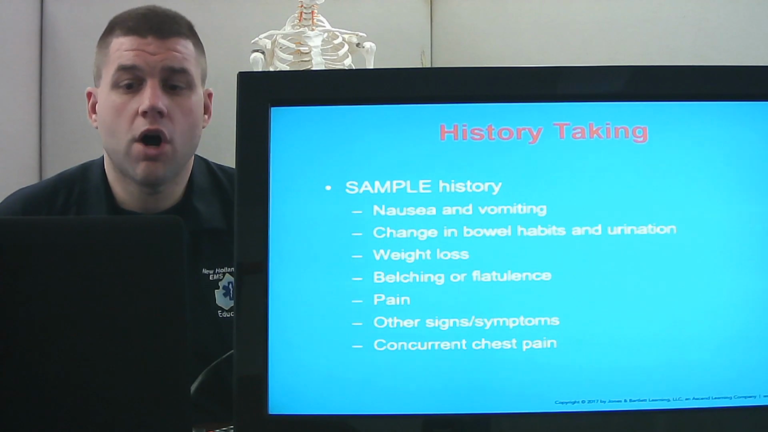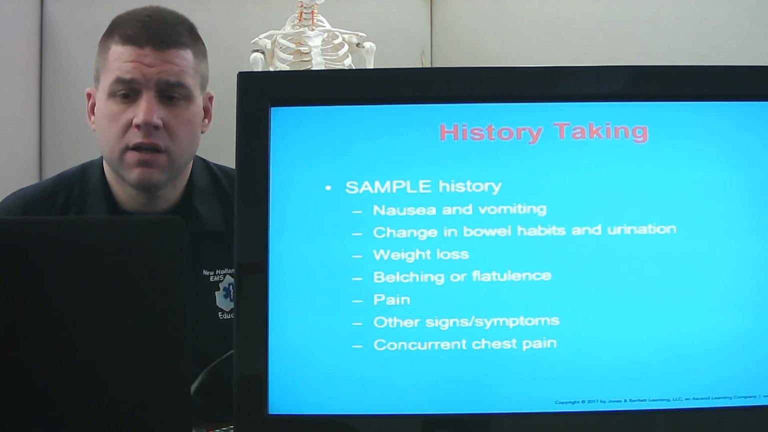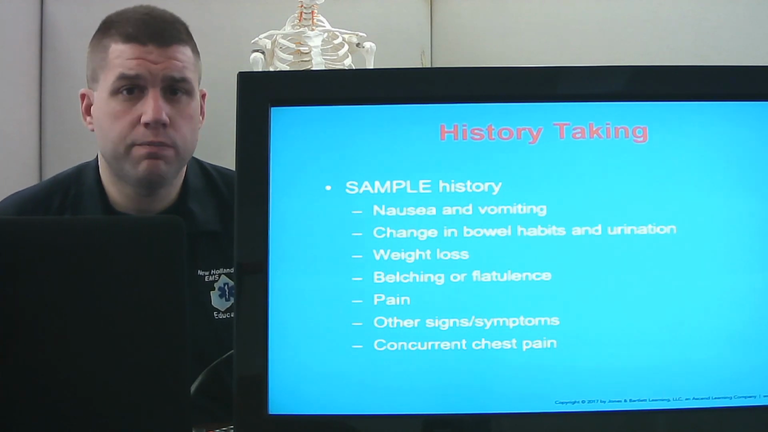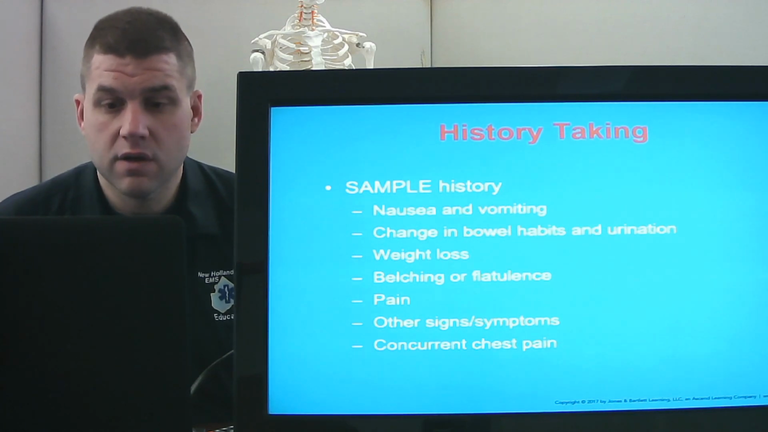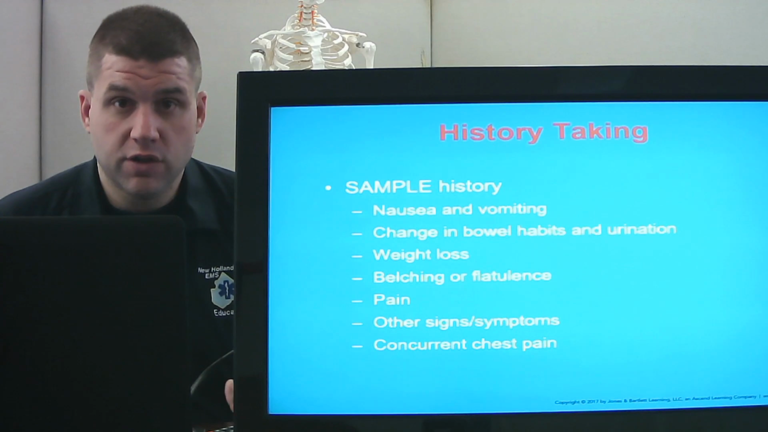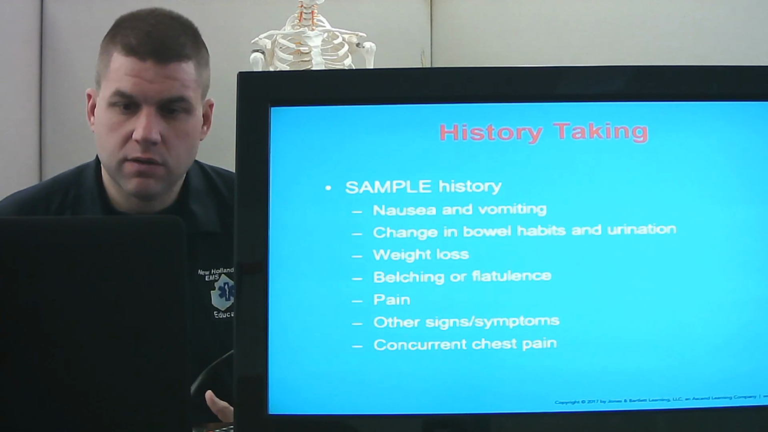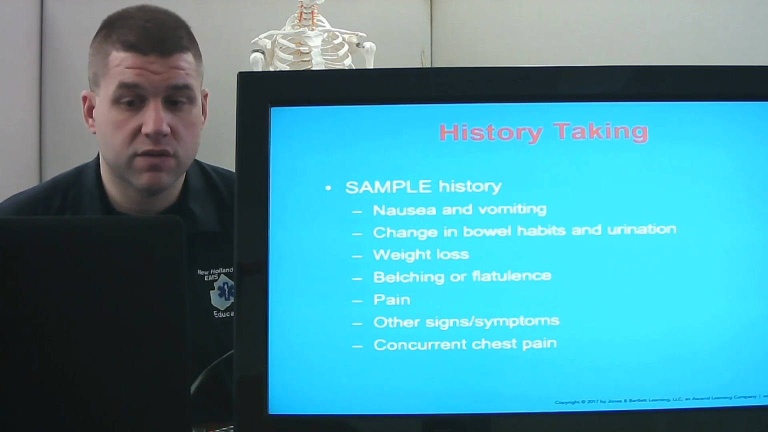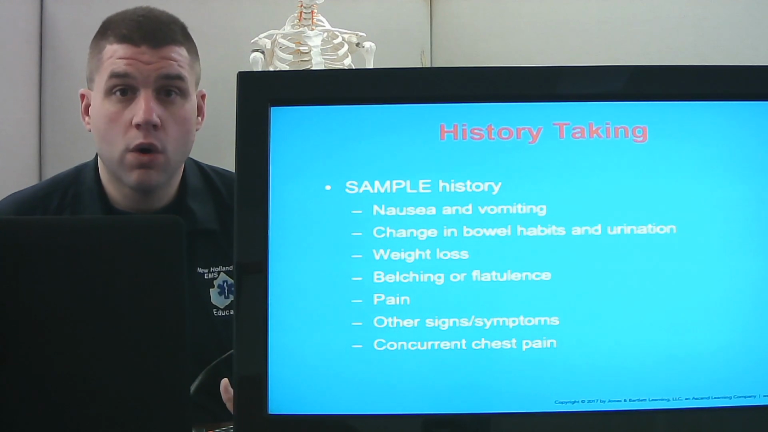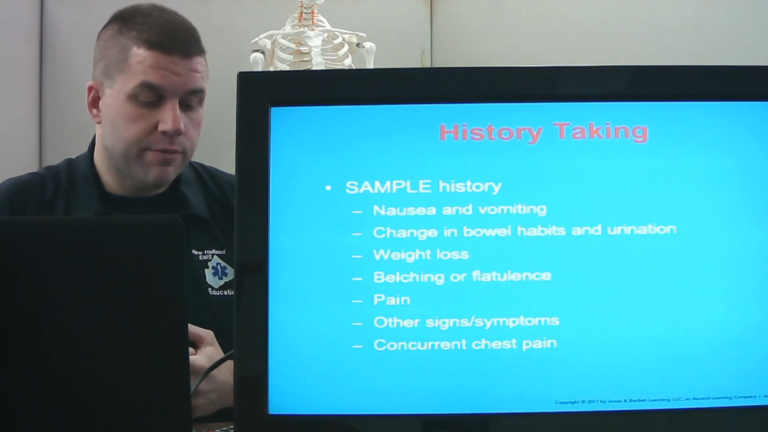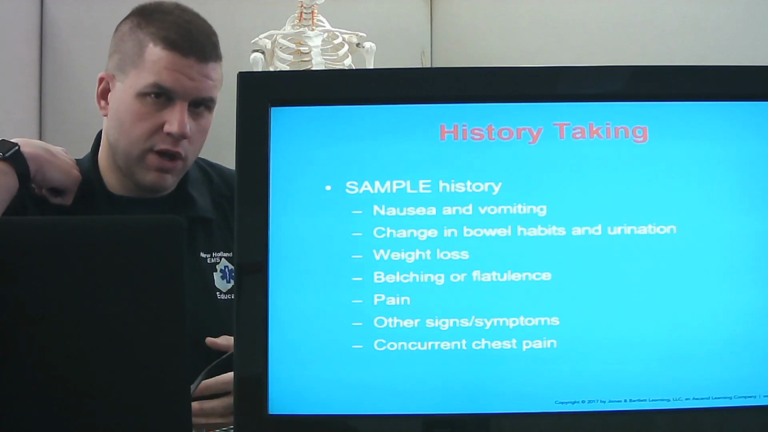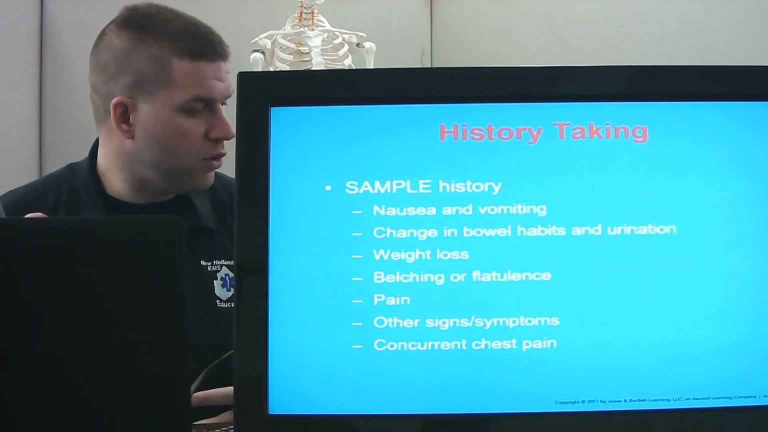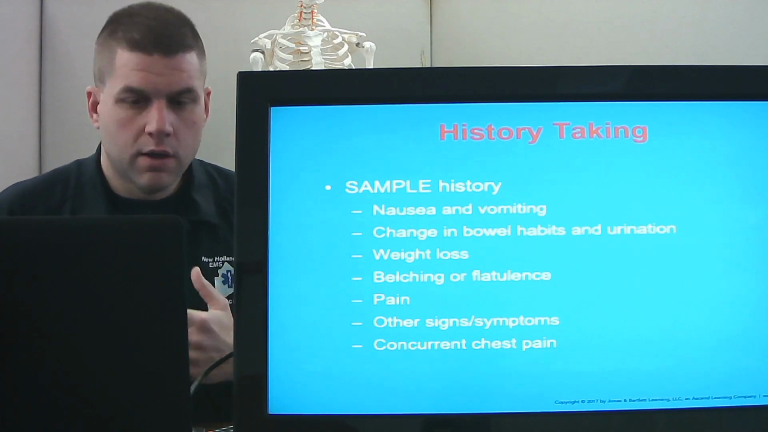SAMPLE history: nausea, vomiting. Do they have any? Have they had difficulty having a bowel movement? Have they had frequent bowel movements? Weight loss. Are they belching? Do they have excess gas? Do they have pain? Where's their pain? When did it start? Where does it go? Does it go anywhere? Oftentimes you'll hear them say, I have pain here in my left upper quadrant and also in my shoulder. So that would be an example of referred pain.